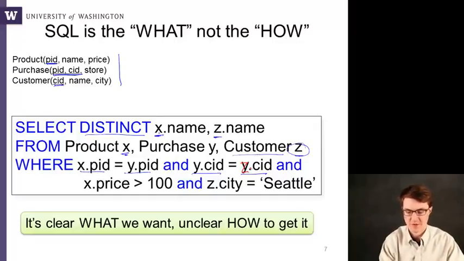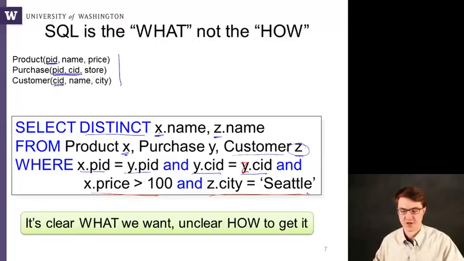But now we want only the products for which the price is greater than 100, and we only want the customers whose city is Seattle. All right, so what does this say in English? Well, find me unique combinations of products and customers where the customer is in Seattle and they paid for a product worth more than 100.